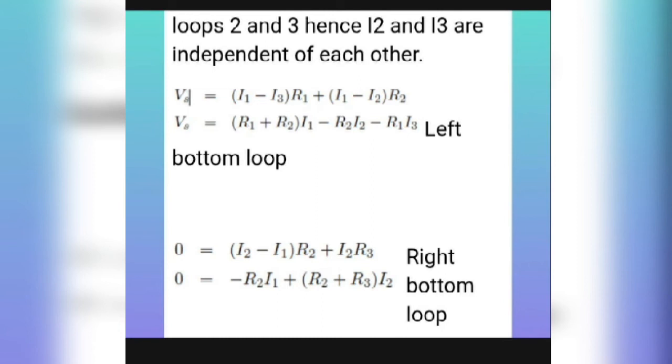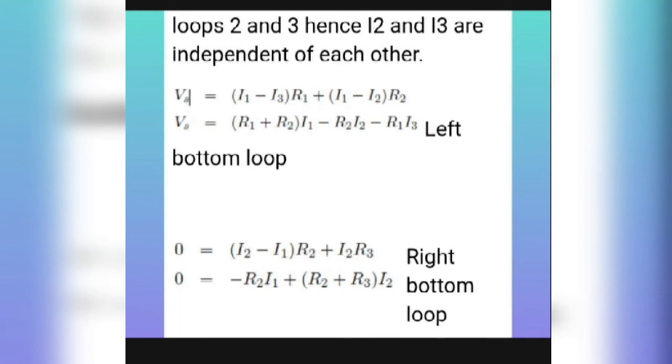Vs is equal to (R1 plus R2) I1 minus R2 I2 minus R1 I3 for the left side. For the bottom loop, when the voltage will be dropped, 0 is equal to (I2 minus I1) R2 plus I2 R3. So 0 is equal to minus R2 I1 plus (R2 plus R3) I2.